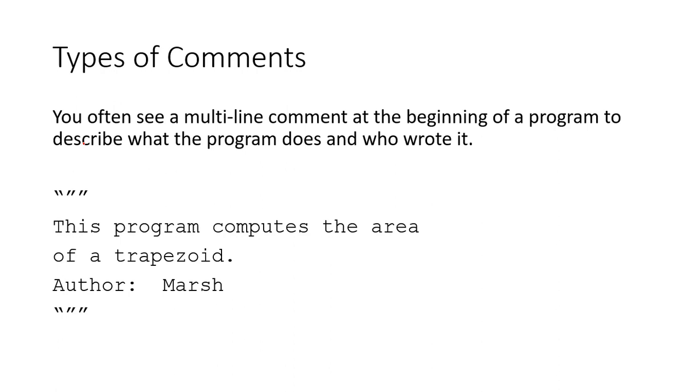Often you're going to see them at the beginning of the program to describe what the program does and also who wrote it. So I put: this program computes the area of a trapezoid, author Marsh. That's what a multi-line comment is very commonly used for. Usually it's just at the top of the program.